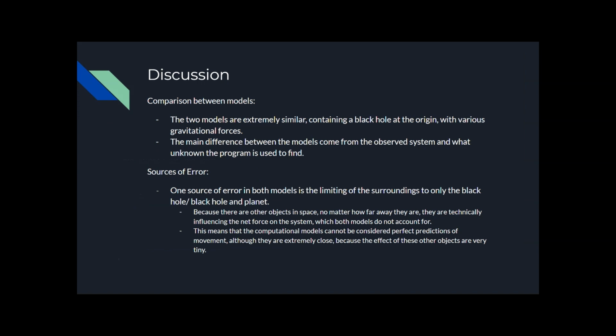Discussion. Comparison between models. The two models are extremely similar, containing a black hole at the origin with various gravitational forces. The main difference between the models comes from the observed system and what the unknown is that the program is used to find.